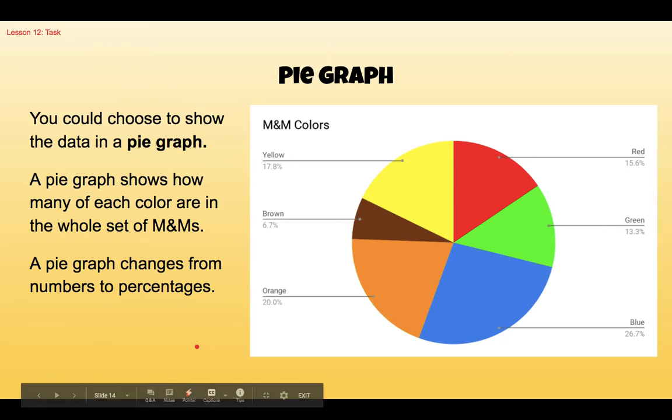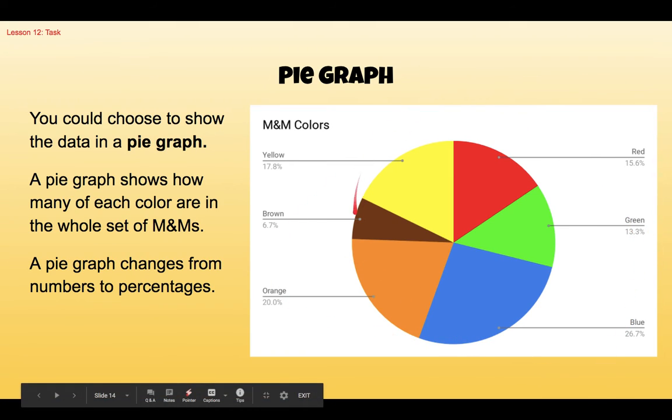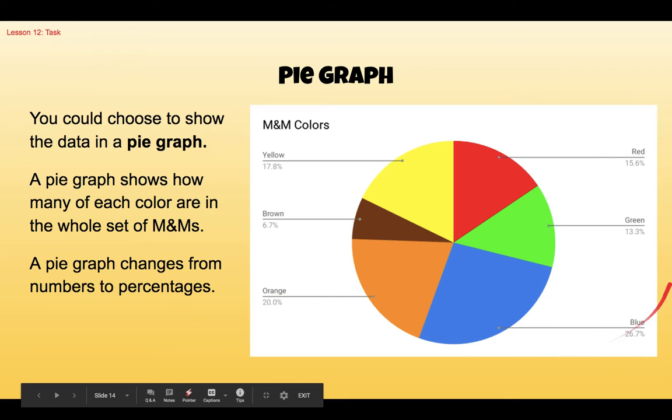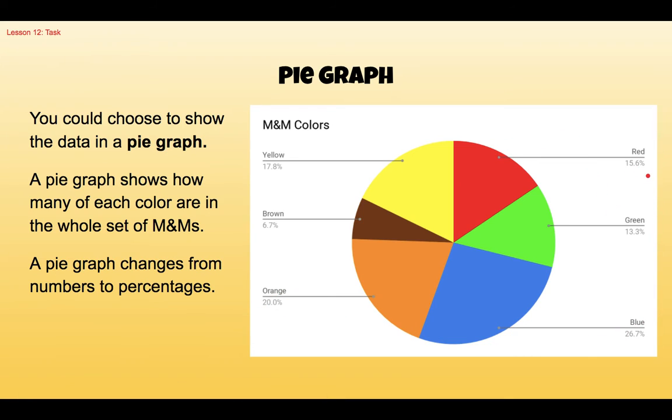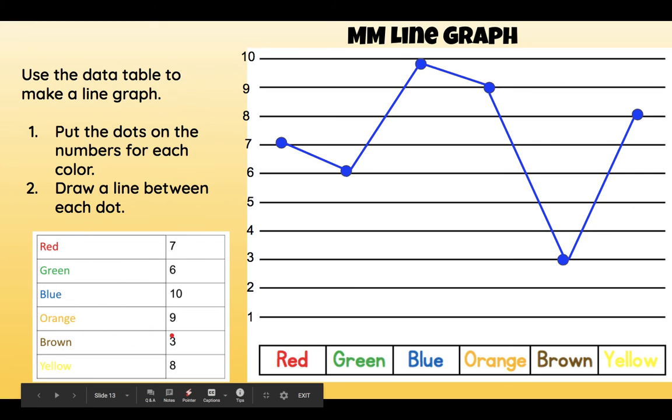And then the last one we'll talk about is the pie graph, and this one is a little different. It's called a pie graph because it looks like a pie and a circle. And this will show how many of each color are in the whole set of M&Ms or the whole bag of M&Ms. The other thing a pie graph does is it changes the numbers to percentages. So instead of putting there were 8 or 7 red, it puts out of the whole bag there were 15.6%.